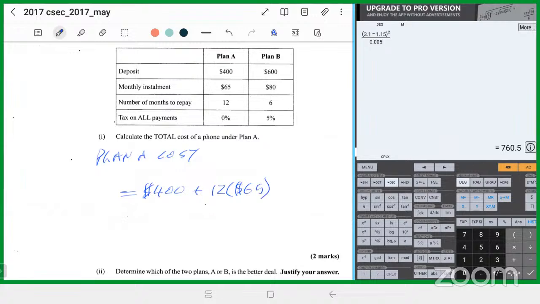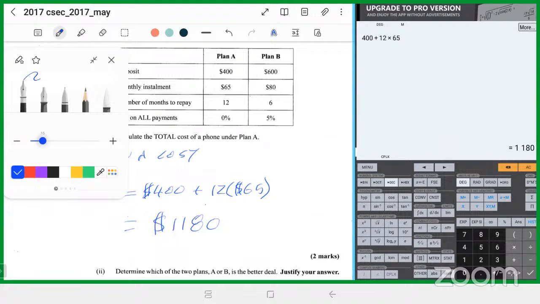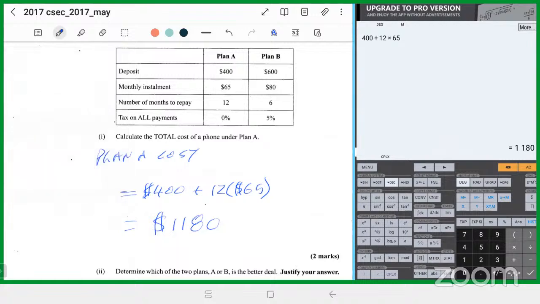And basically that is it. Whatever that works out to is the answer. All right? Because we're not adding any tax. And so if we work that out, it's going to be 400 plus 12 times 65. I don't have to work out this part separately. I can just put the final answer there. It's 1180. 1180 is the cost of the phone under Plan A. Nice and easy.